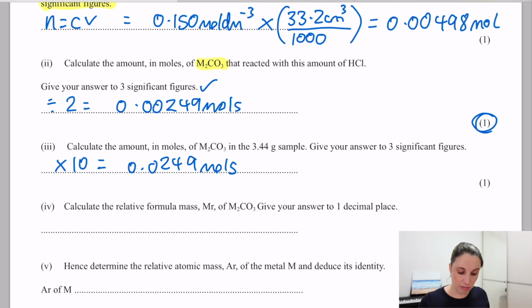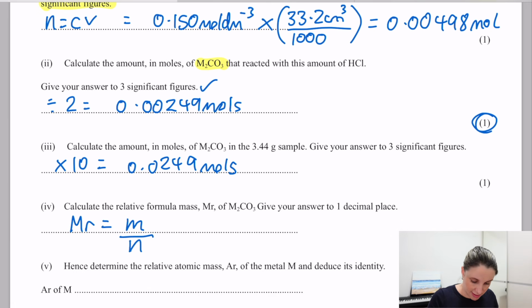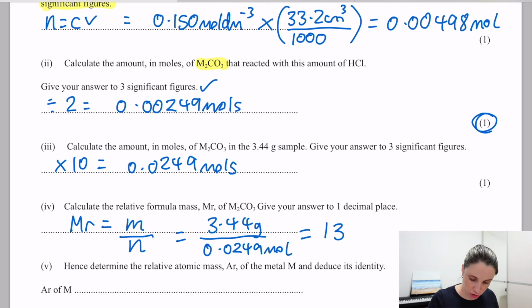Okay, cool, so I've got the moles now. It says calculate the relative formula mass of M2CO3 to 1 decimal place. So for this part of the calculation, we're going to use the formula mass equals the mass divided by the moles. So the mass is 3.44 grams, that was given to us in the question. The moles of it are 0.0249 moles, we just looked at. So overall this gives me 138.2. They want it to 1 decimal place, so that's what they get. And that's your final answer for the formula mass.